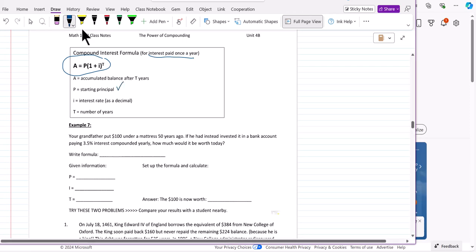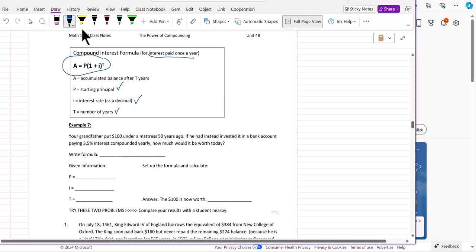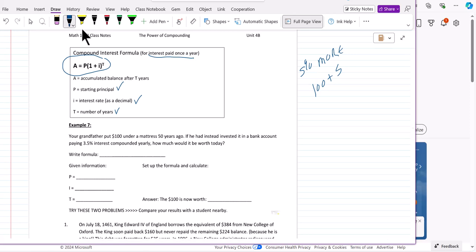P is your starting principal, R is your interest rate, T is the number of years. So it's very simple, similar to what you just did on the previous problem. You're taking the principal times 1 plus the interest. And remember, when we did that last problem, 5% more than is the same thing as 100 plus 5, or 105 of. So it's similar. So let's work with this formula here.